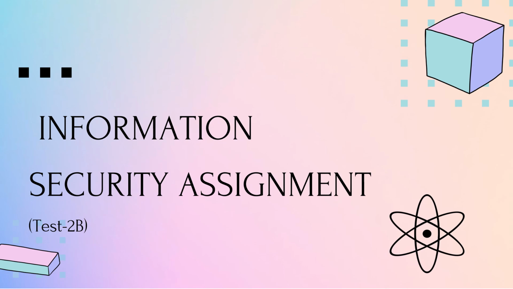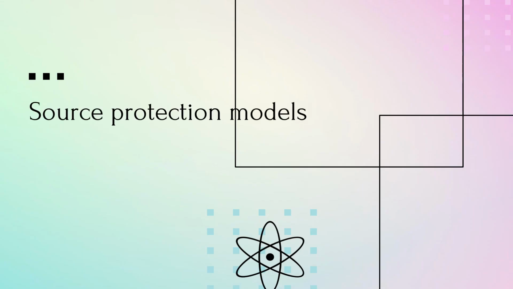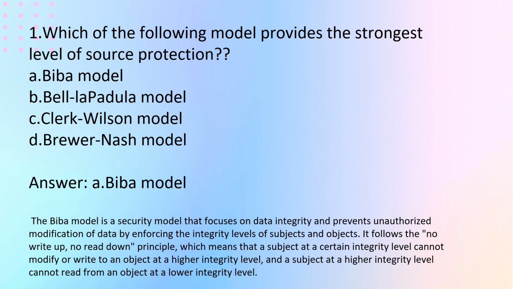So in this video lecture, we are going to discuss the second part of the second internal of information security. First 5 questions are based on the concept of source protection models. First question is, which of the following model provides the strongest level of source protection? Options are BIBA model, Bell-LaPadula model, Clark-Wilson model, Brewer-Nash model. The correct answer is A.